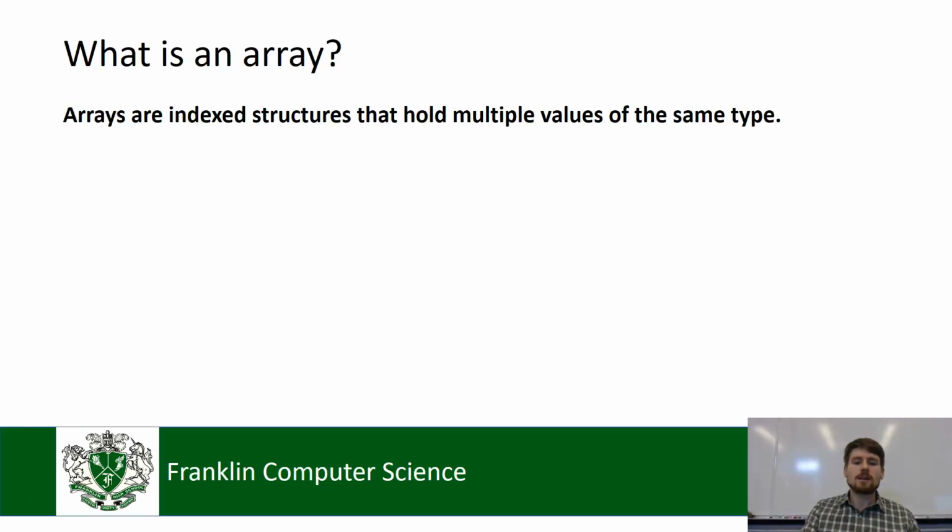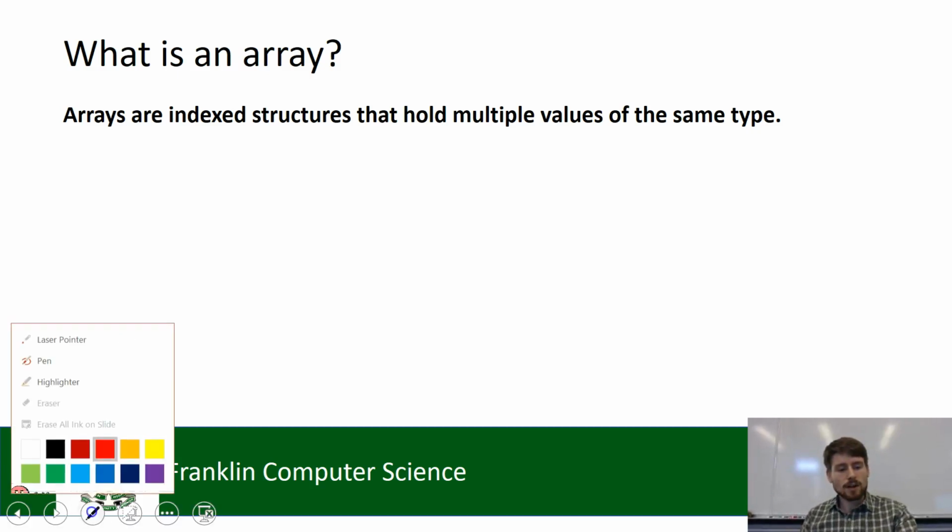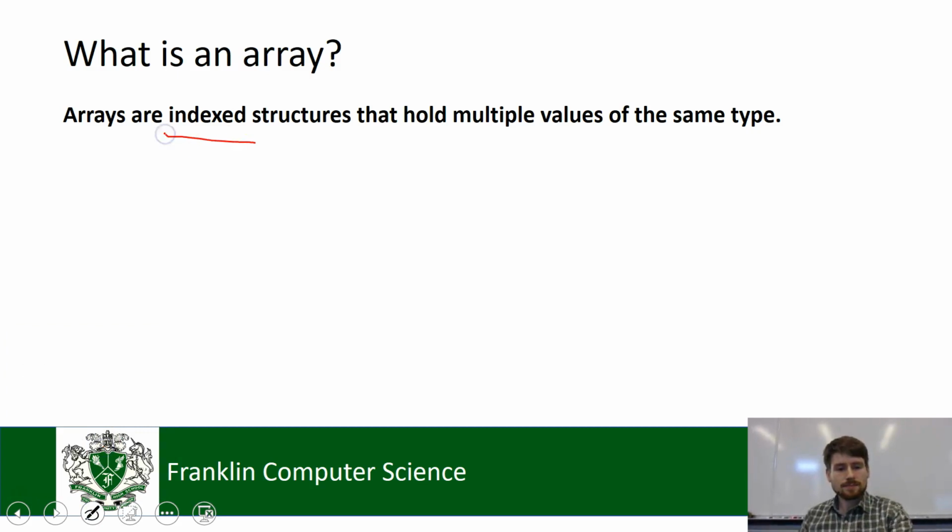Okay, so what is it? Well, even more detailed, an array is an indexed structure. It's indexed, meaning there are addresses or ways to access each of the items in the array. It's a structure, meaning it holds multiple values of the same type. These are the key pieces to what makes an array. It's indexed, it holds multiple values, and they're all the same thing. So it's not going to hold numbers and strings. It will just hold numbers, or it just holds strings and so forth.